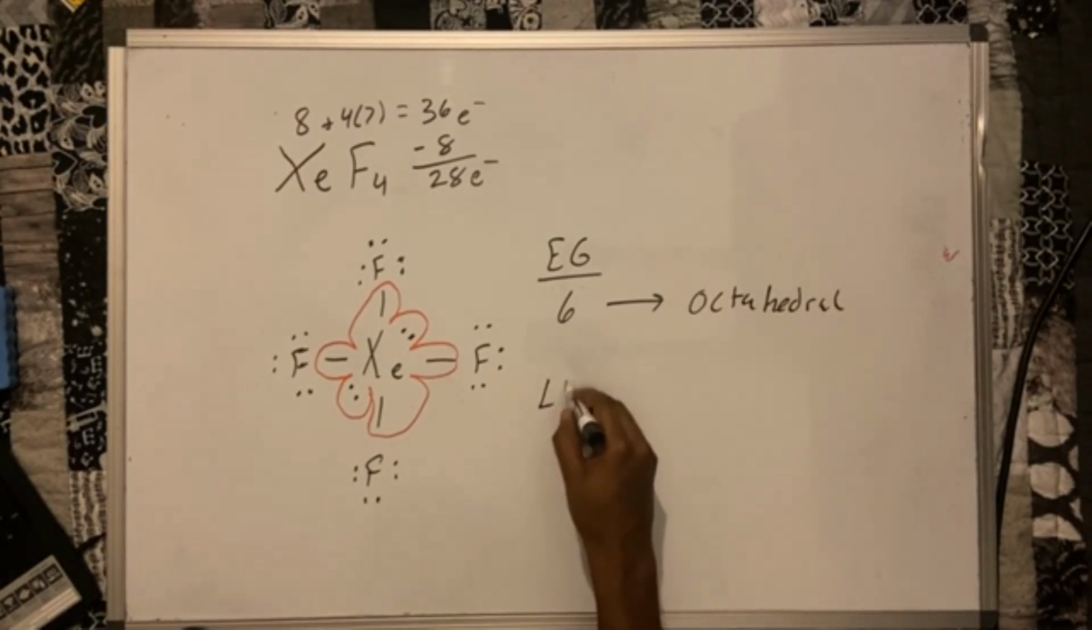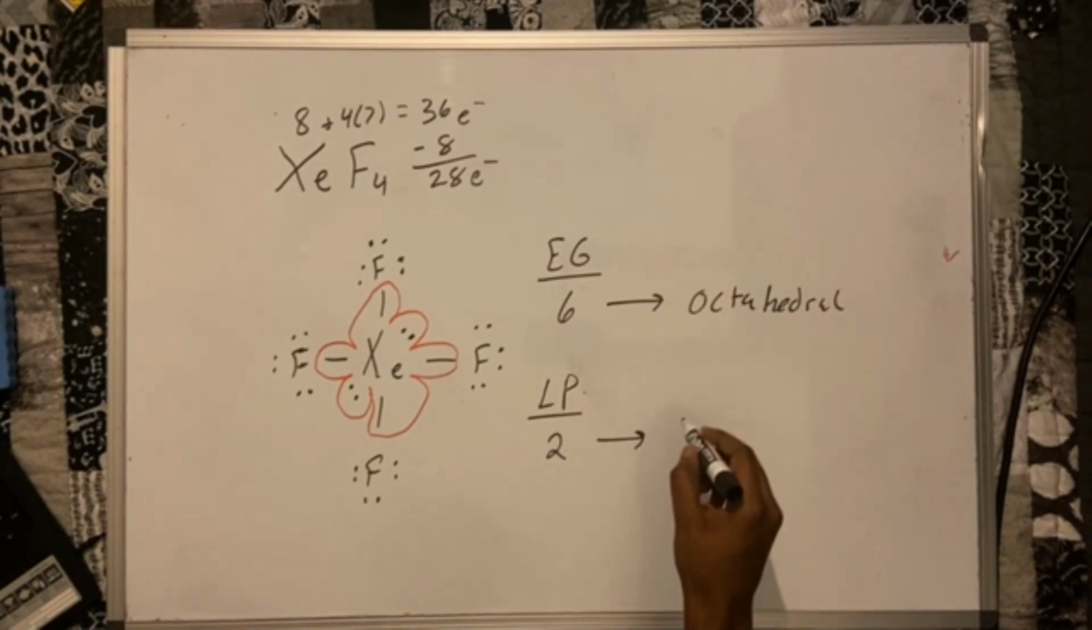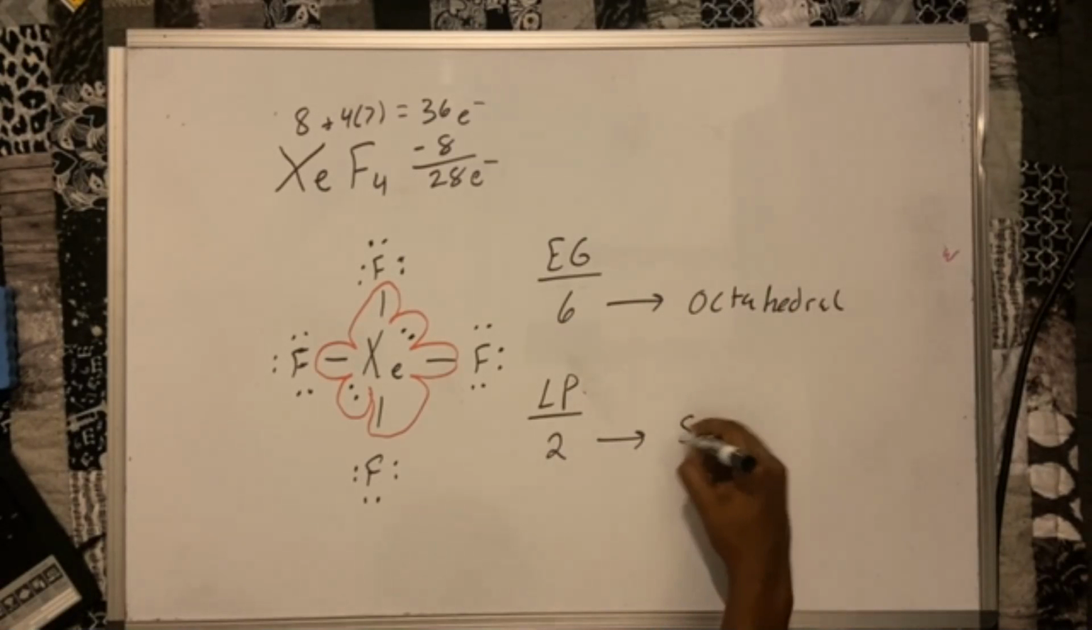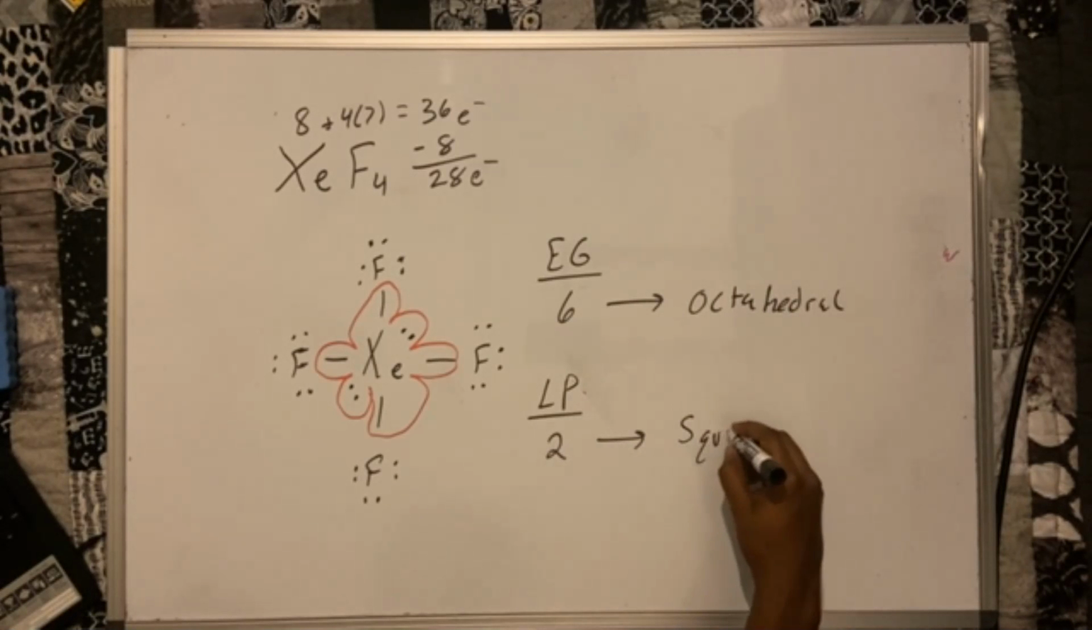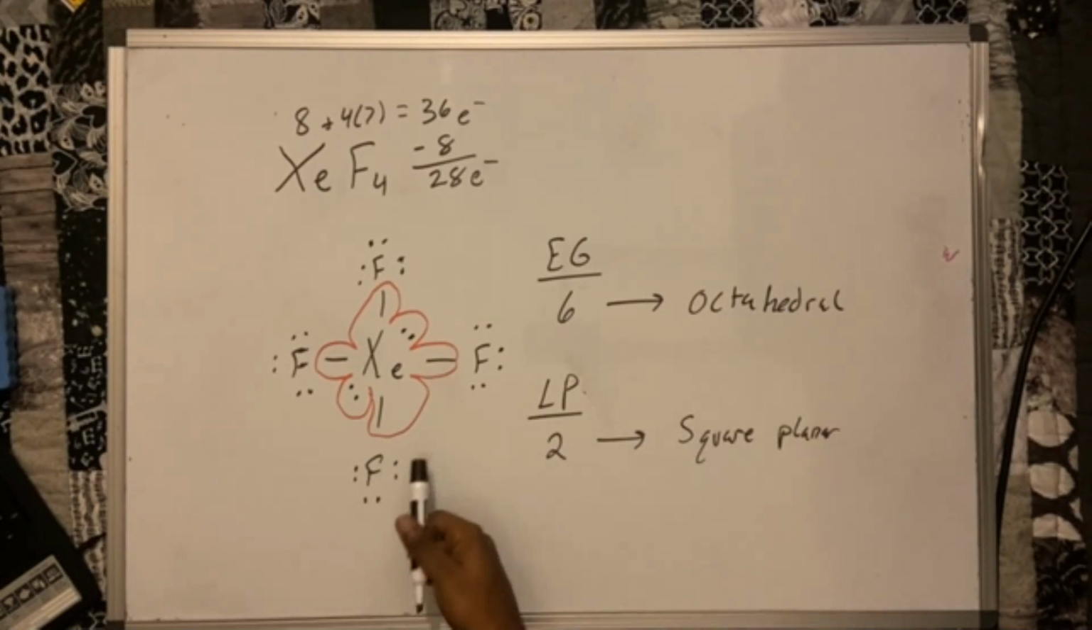Okay, and then how many lone pairs do I have? 2 of them are lone pairs. So that means I think it's square planar. Yep, square planar. So basically if this does come up, it's going to be something like, which one of these pictures is right, or what's the shape?